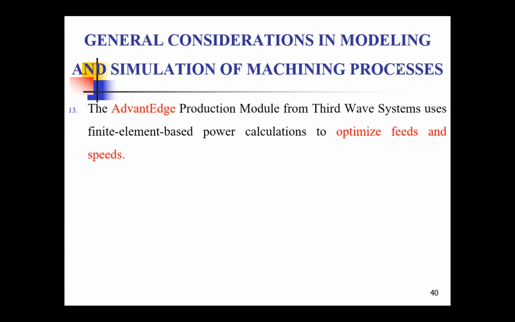Then comes another package that we normally use for finite element simulation studies of the machining process, the Advantage, developed by Third Wave Systems. This uses finite element based power calculations to optimize feeds and speeds, that is, the cutting speed and feed rates. So by using the software Advantage, we can do milling operations, turning operations, and drilling operations.